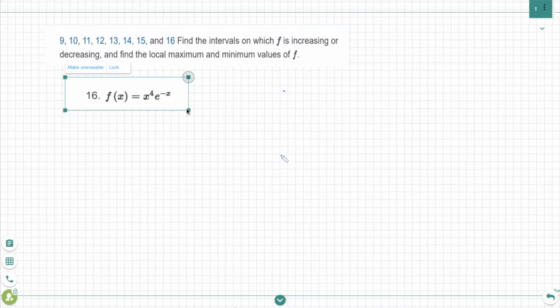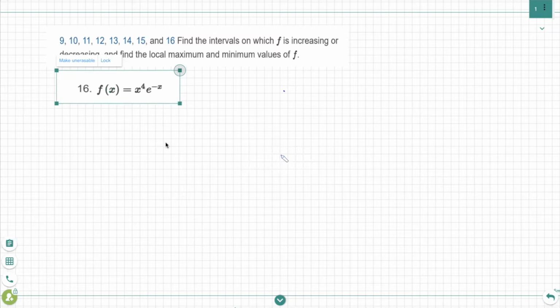So let's get the derivative of this first. Notice that you have an x to the fourth and e to the negative x, right? How many x terms do you have? Two, right? And what's going on between them? Are they multiplying each other? Yeah, they're multiplied. If they're x terms, that means they're functions of x. So what rule do you have to apply here?